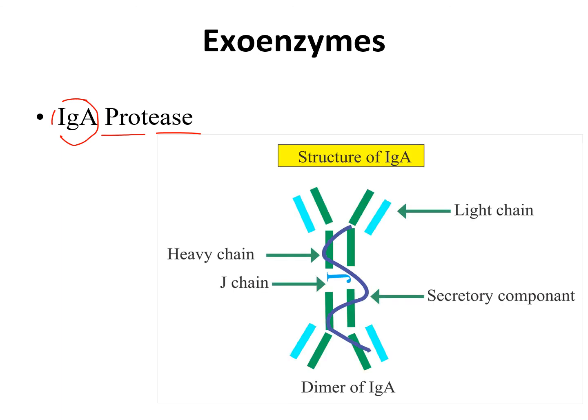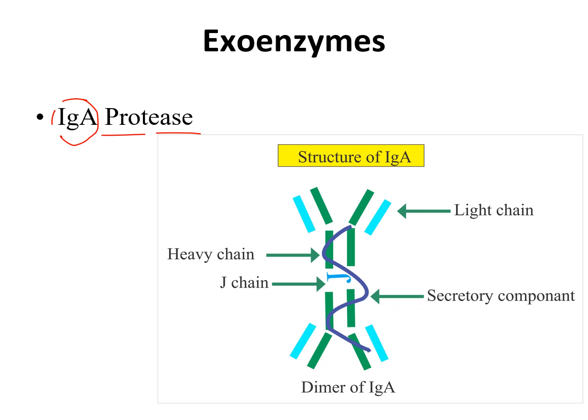The last type of exoenzyme I want to talk about is IgA protease. Again, it's an enzyme. IgA is an antibody, and antibodies are proteins. So this is an enzyme that breaks down IgA. And this is a diagram of IgA.